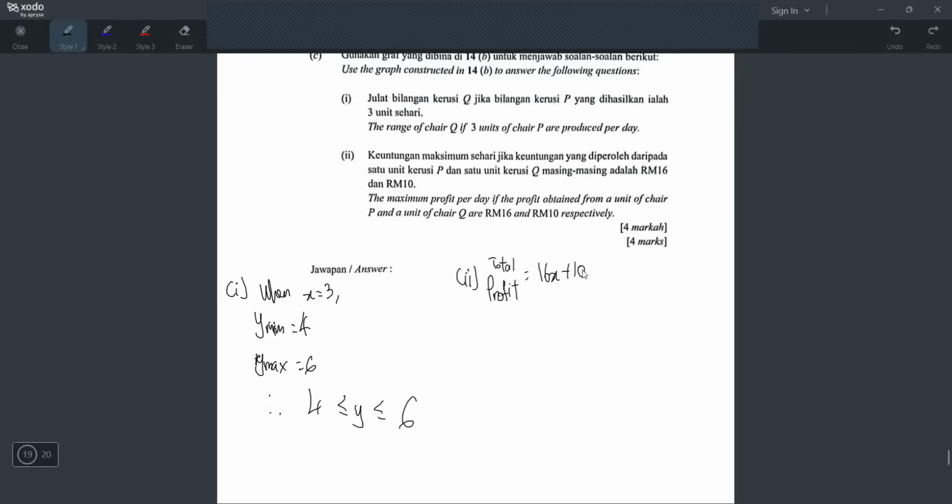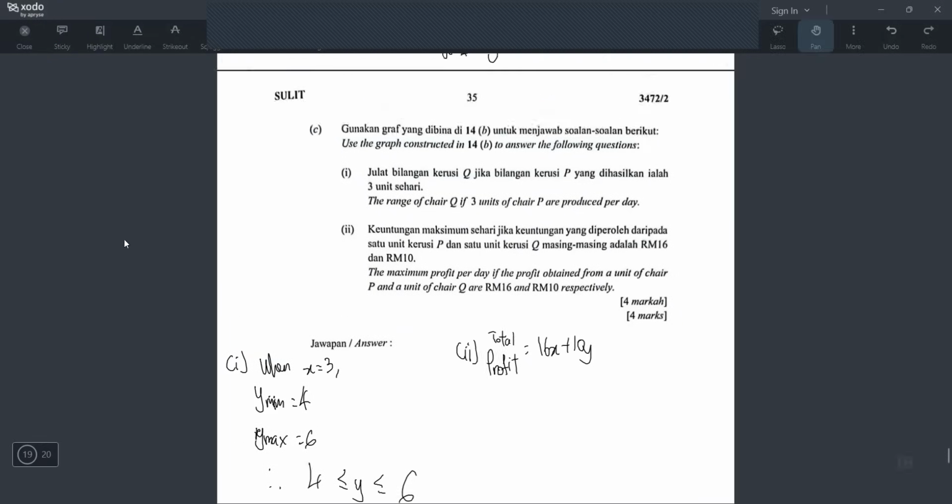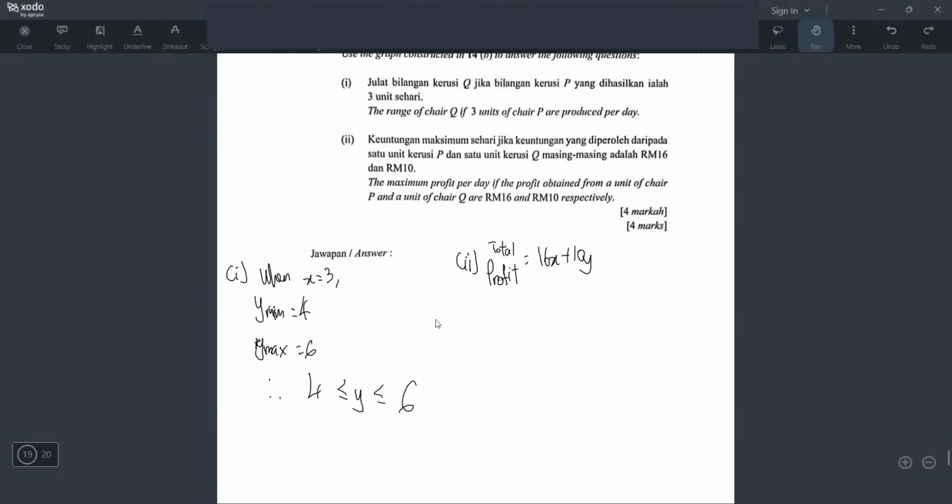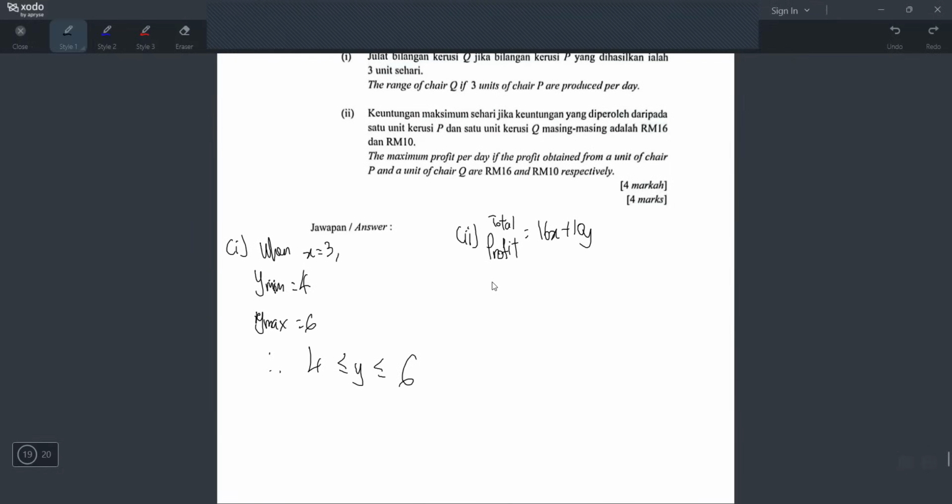16x plus 10y, right? Because for chair P we got x units, for chair Q we got y units, so the total profit is 16x plus 10y. And now you will rewrite this equation, but you will choose a number here to write here, and you can choose any number, but I always choose the LCM. What is LCM? The lowest common multiple. Okay, what is the lowest common multiple of 16 and 10?